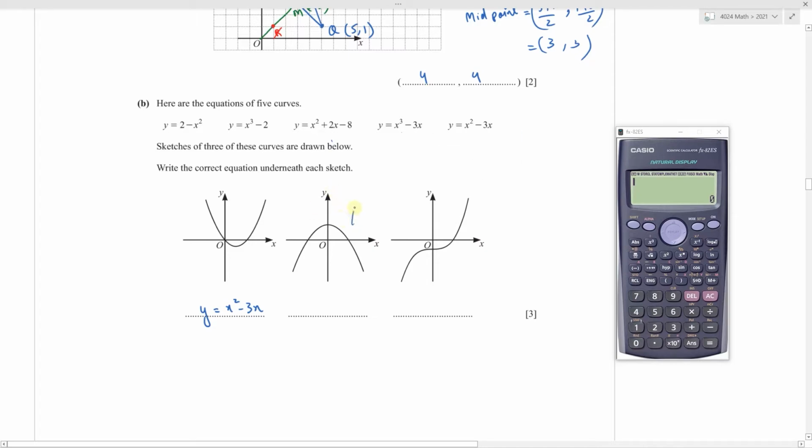The next one is this curve pointing upwards. As I told earlier, this is minus x squared, so this is possible. No other has minus x squared. So again, this makes it easy. So this is simply y equals 2 minus x squared.